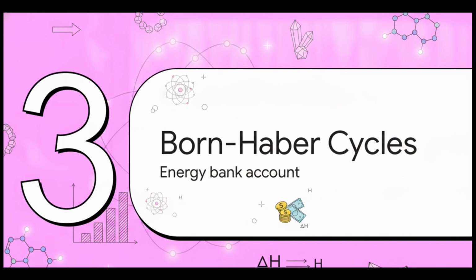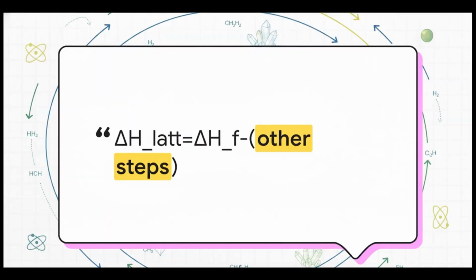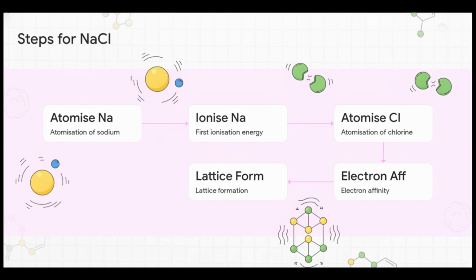That brings us to Section 3, decoding Born-Haber cycles. Think of this as our chemical energy bank account. The Born-Haber cycle relies perfectly on Hess's law. If you remember, Hess's law states that the total enthalpy change of a reaction is independent of the route taken. So if we know the total standard enthalpy of formation, that's the energy change when making a compound from its raw elements in their standard states, we can essentially set up a mathematical equation. By rearranging it, we can isolate the lattice energy simply by subtracting all the other steps from that enthalpy of formation. Let's walk through this process for sodium chloride.